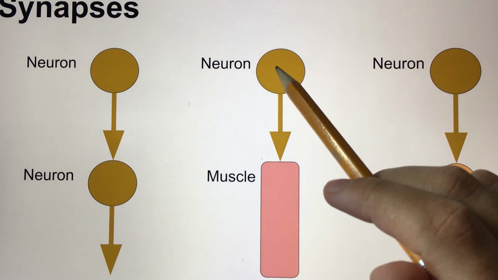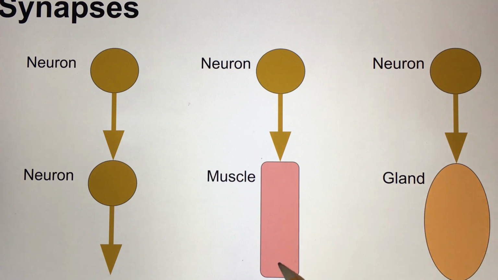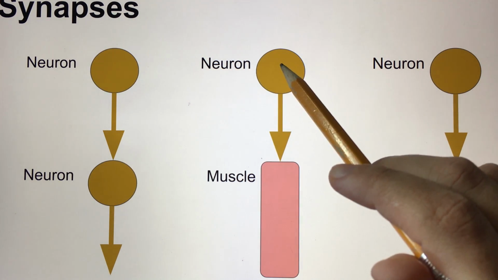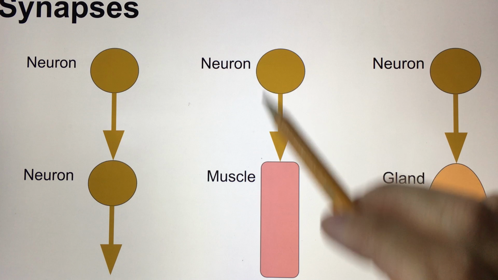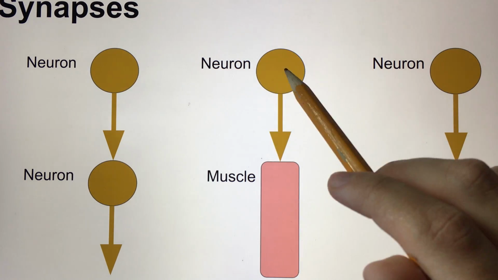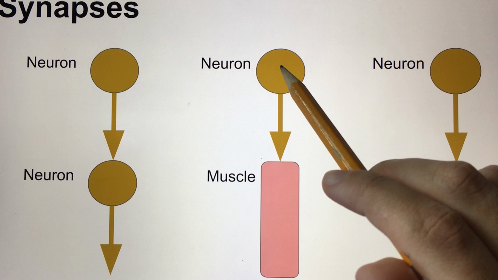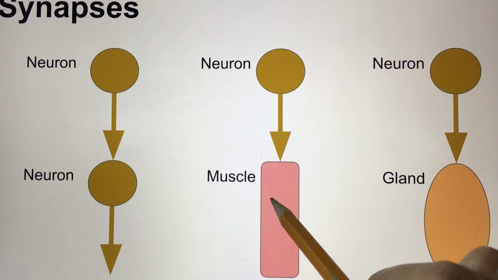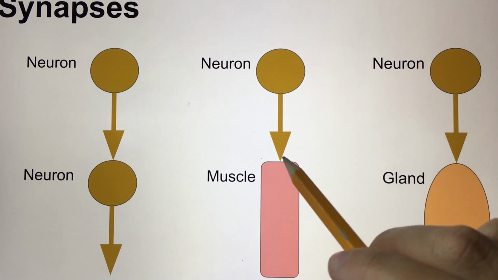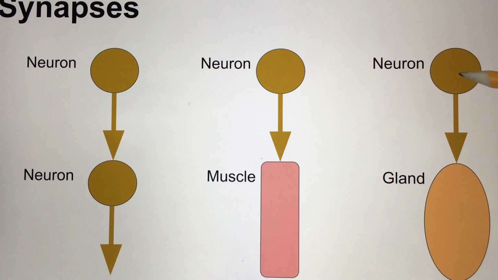The synapses can also be made between the neuron and a muscle cell. So the presynaptic cell will be a neuron and the postsynaptic cell will be muscle. This neuron will be stimulating the muscle cells to contract through its neurotransmitters. And the synapses can be made between a neuron and a gland cell, for example, like a sweat gland or tear-producing gland. The presynaptic neuron will control the postsynaptic gland through its neurotransmitters to produce its secretions.